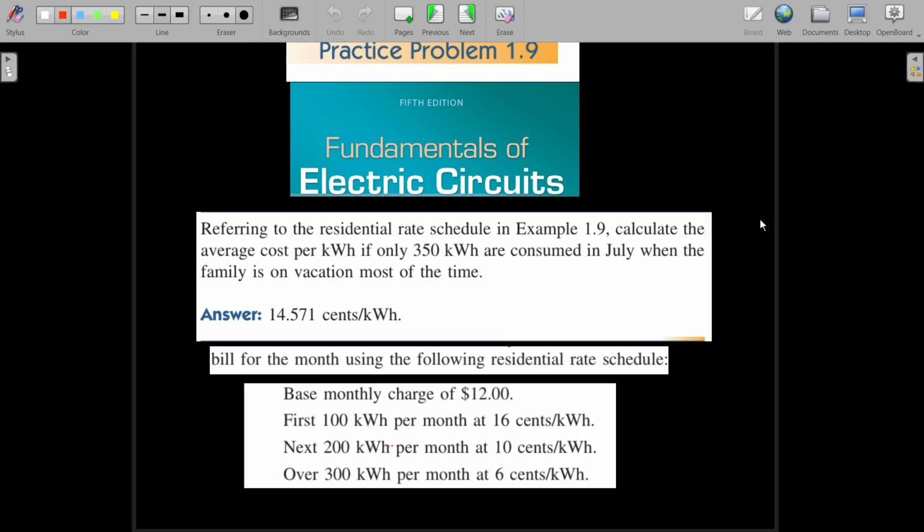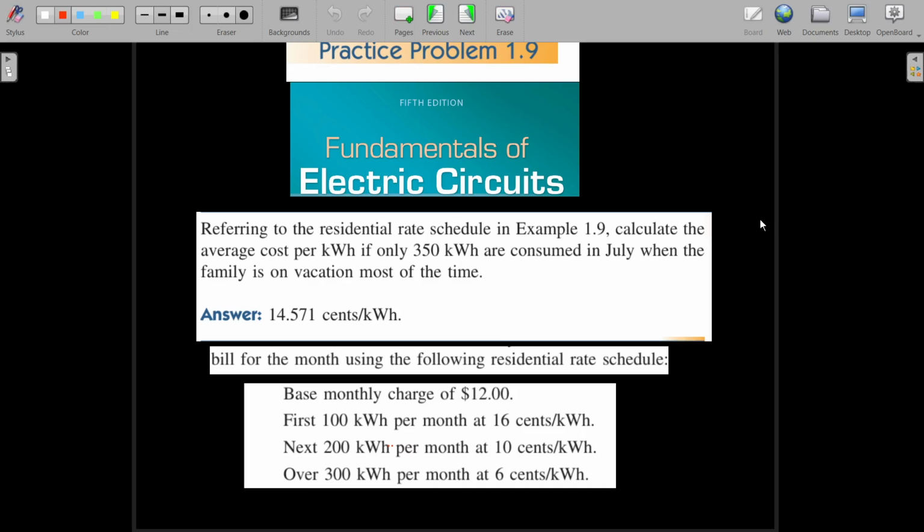But for this, we have to refer to this particular schedule. That is, the following residential rate schedule is given. Base monthly charge of $12. First 100 kilowatt hours per month at 16 cents per kilowatt hour. Next 200 kilowatt hours per month at 10 cents per kilowatt hour. Over 300 kilowatt hours per month at 6 cents per kilowatt hour.